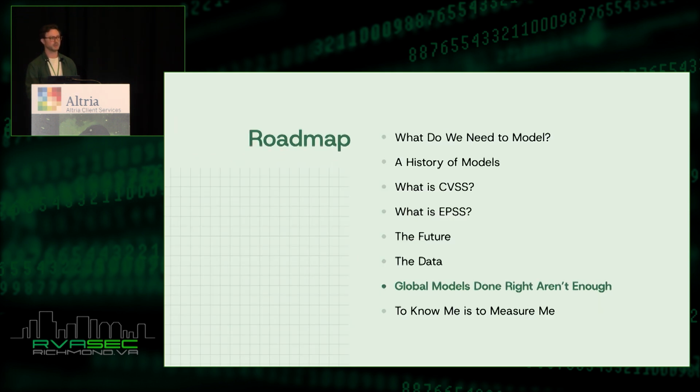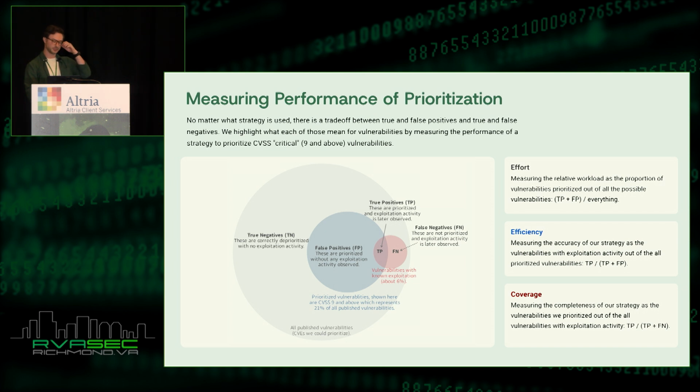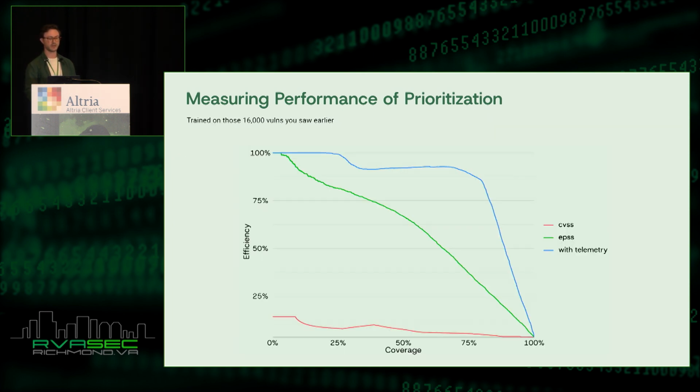So why aren't global models enough? This is where everything we've talked about so far will come into play in assessing one of those models. So if you remember, efficiency is the percentage of vulnerabilities assigned by the strategy that do end up having exploitation activity. Coverage is of all the known exploitation activity, how much do you remove from your environment? And if you look at CVSS, that's the red line, it's not very efficient, but of course you can pick a strategy that has high risk reduction, right? You can pick 75% with CVSS, and you can get there by doing a lot of work, which is, I think, the situation that most folks are in.